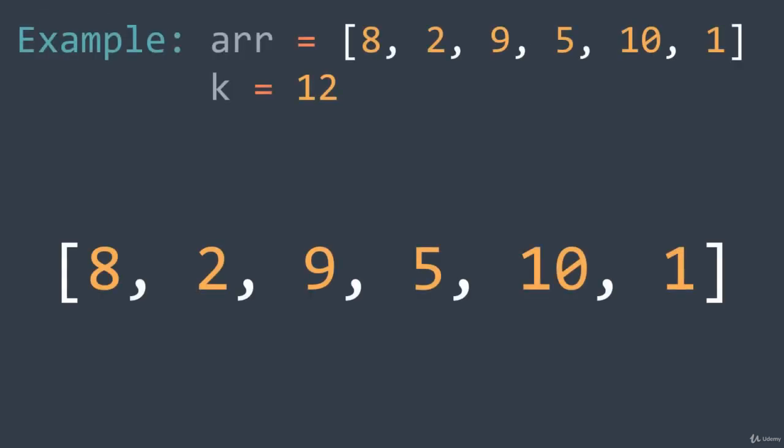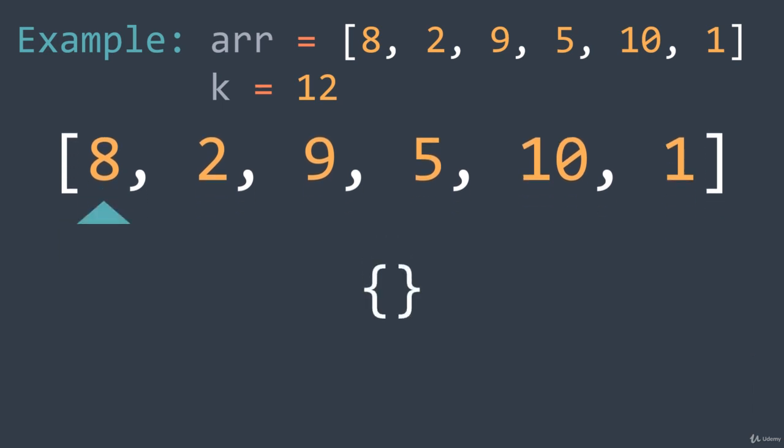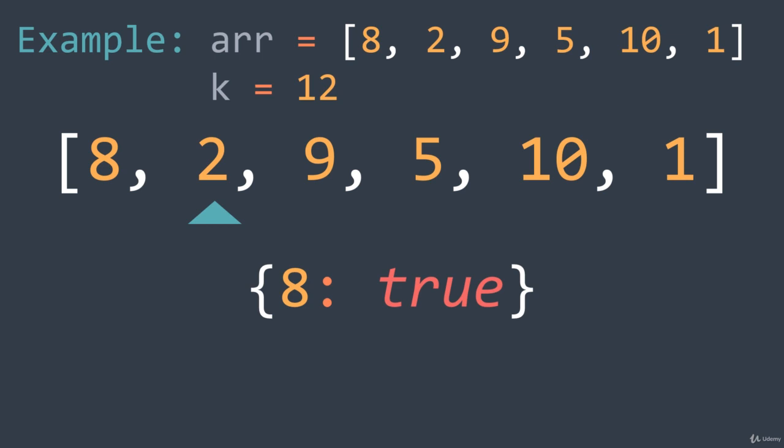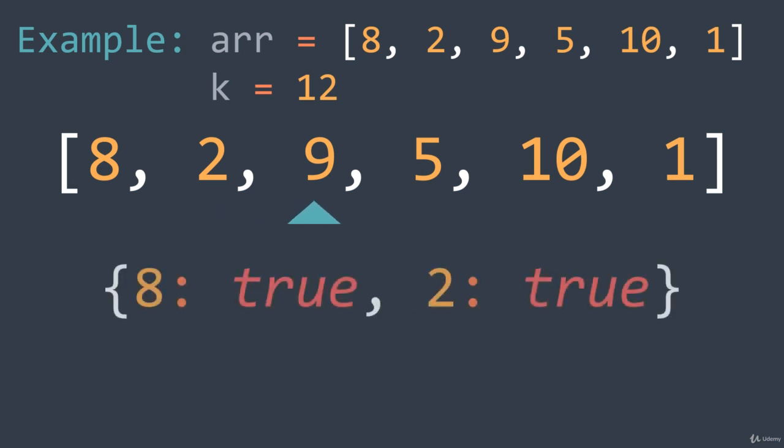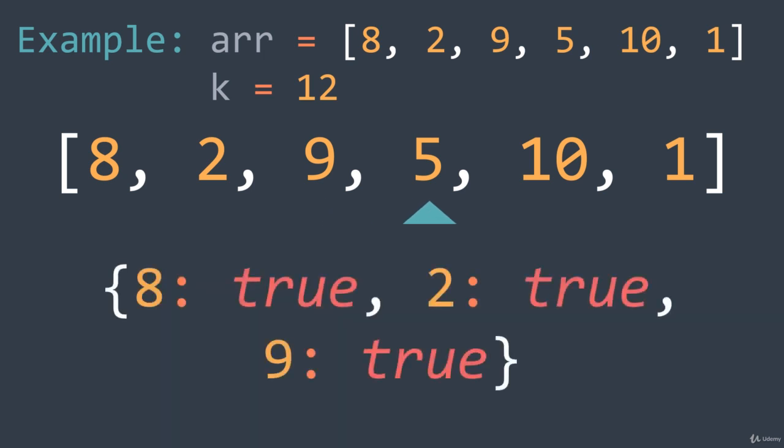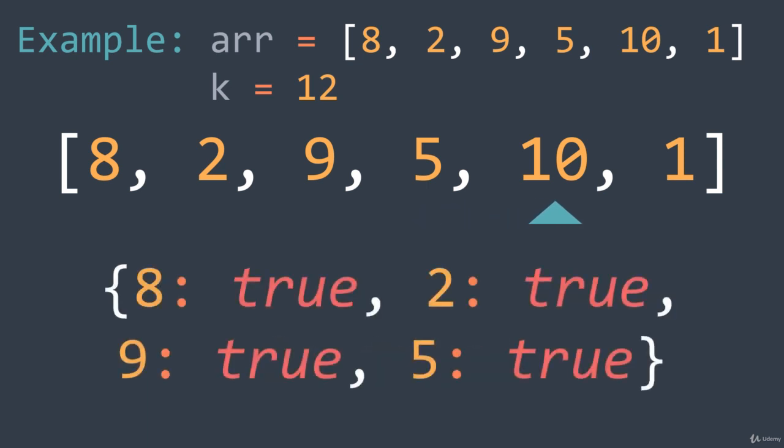For example, with this array, we start with an empty hash table, because we didn't visit any element yet. And we start. Does 12 minus 8, which is 4, exist in the hash table? No, we store 8 and we continue. Does 12 minus 2 exist in the hash table? No, we store 2 and we continue. Does 12 minus 9, which is 3, exist in the hash table? No, we store 9 and we continue. Does 12 minus 5, which is 7, exist in the hash table? No, we store 5 and we continue. Does 12 minus 10, which is 2, exist in the hash table? Yes, we already saw it, so we return true, because we have a pair of elements that sums up to k.